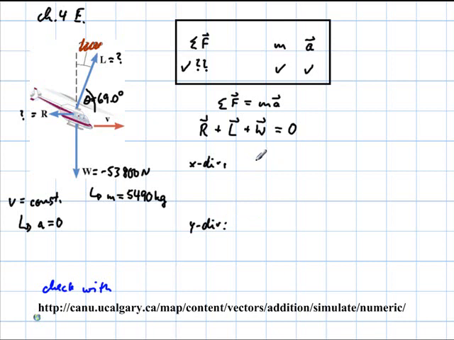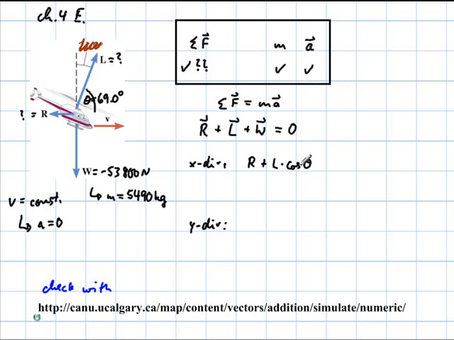So in the x direction we have air resistance, which we don't know. This one here eventually has to come out to negative because it points to the left. The lift is going to be the lift, which we don't know either, times the cosine of 69.0 degrees.